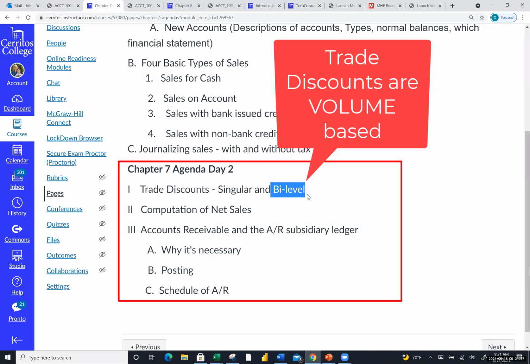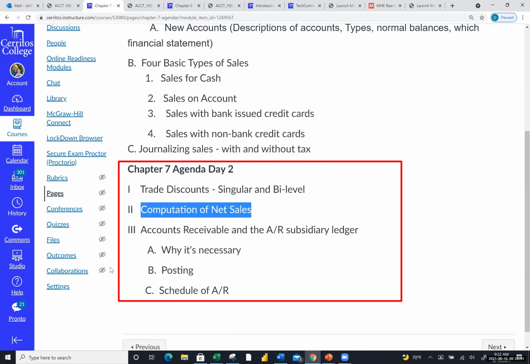But a small business owner that maybe bought $10,000 worth of office supplies a year would get another catalog that would show discounted prices. And the super big users like Cerritos College would get another catalog that had even cheaper prices. Well, it got to be way too expensive, and internet pricing changes now daily. So to account for that, trade discounts are volume-based discounts. We're going to do one more example of that today. You already saw the computation of net sales, so we'll work on that a little bit.